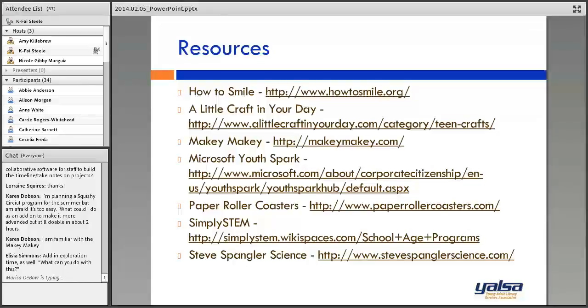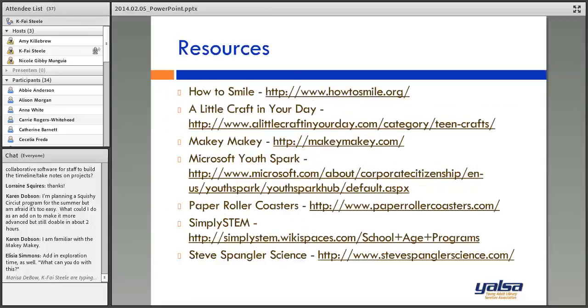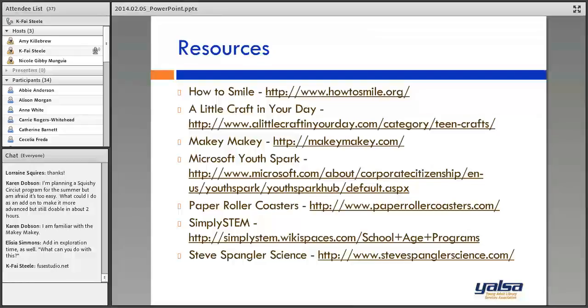Yeah, I really like How to Smile. I've used that. One other thing that I didn't put on my resource slide was Fuse Studio, fusestudio.net. It's run out of Northwestern, and it's really inquiry based, with lots of video, and it reminds me of the How to Smile resource that you mentioned, Amy. That one is a really fantastic resource. Okay, I'll just switch to the next slide.